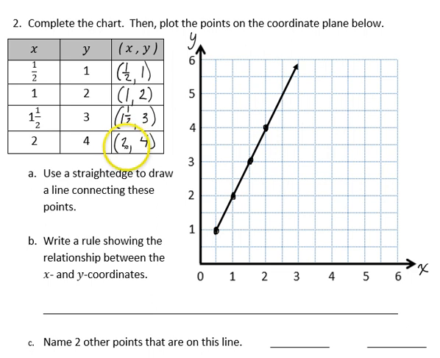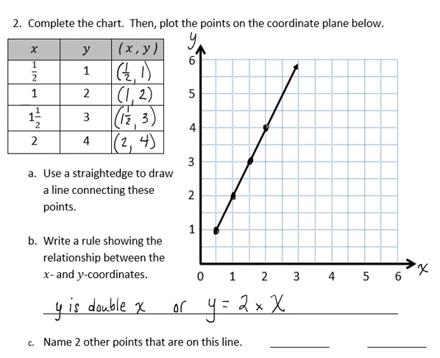The pattern that I see here is that my y coordinate is twice as much as my x coordinate. 2 times 1/2 is 1. 2 times 1 is 2. 1 and 1/2 times 2 is 3. And 2 times 2 is 4. So I'm taking my x coordinate and doubling it to get my y coordinate. So we can write that in words. I can say y is double x, or I can write it as an equation. We could say y is equal to 2 times x.